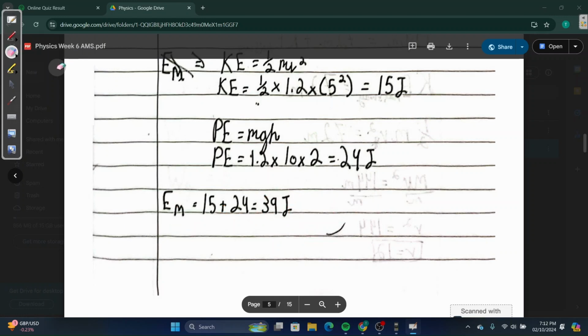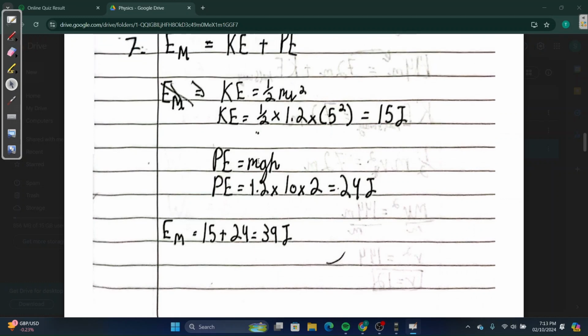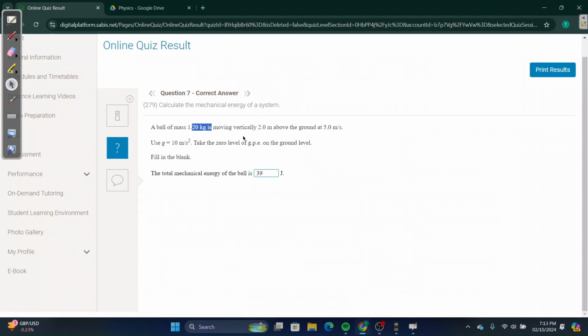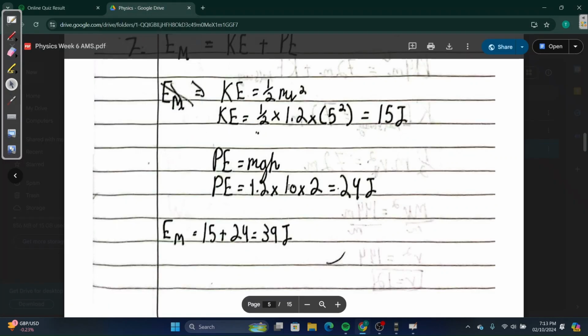So first you want to find the potential energy, which is mass times gravity times height: 1.2 times 10 times 2. That's the mass, the gravity, and the height. 24 joules.